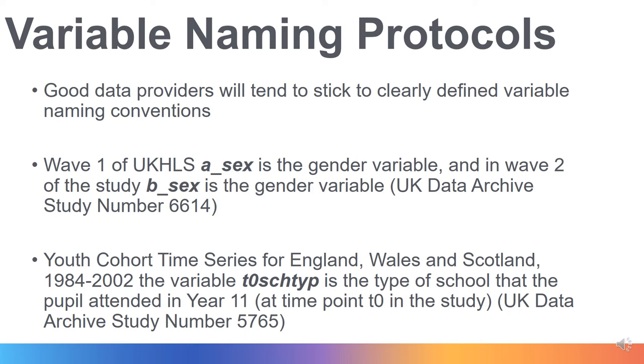Similarly, if you go to the Youth Cohort Study time series for England, Wales and Scotland, this spans 1984 to 2002, the variable T0_schtype, school type, is once again readable. Very, very useful. So it's T0, time point 0, school type. It's the type of school that the pupil attended in year 11, so it's at time 0 of the survey. And if you go to the UK Data Archive, this is in study number 5965.